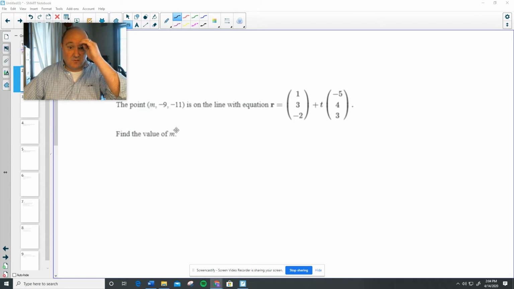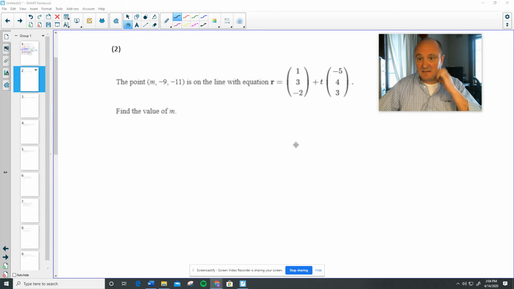All right, let's look at another one of the homework questions from Kognity. This is number 2. This point is on the line with this equation: r equals (1, 3, -2) plus t times the direction vector (-5, 4, 3). Find the value of m.